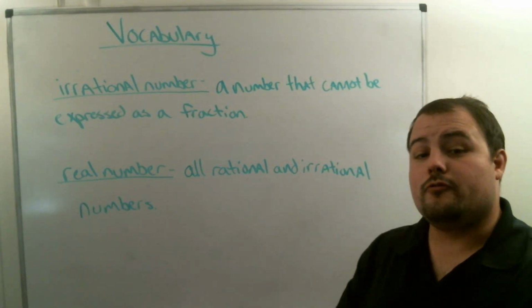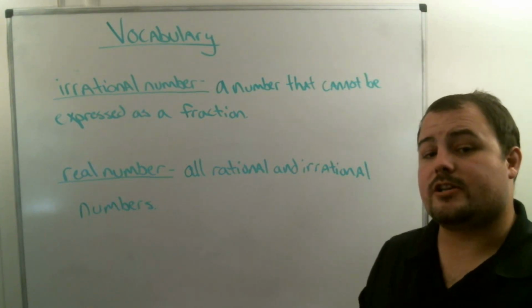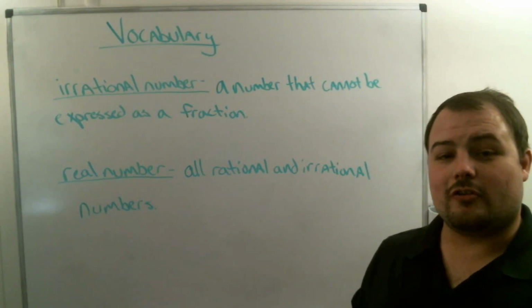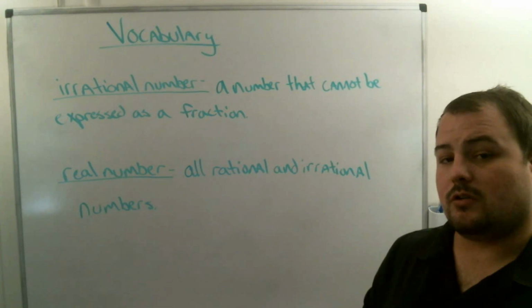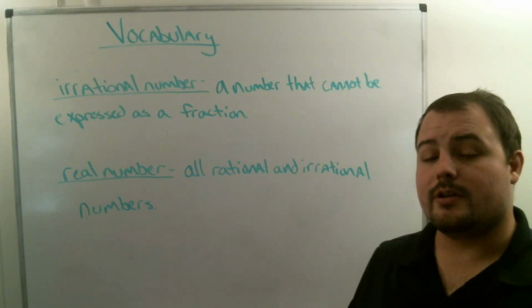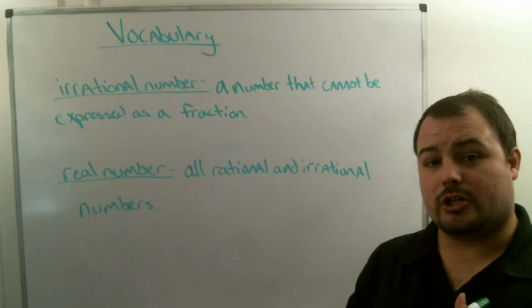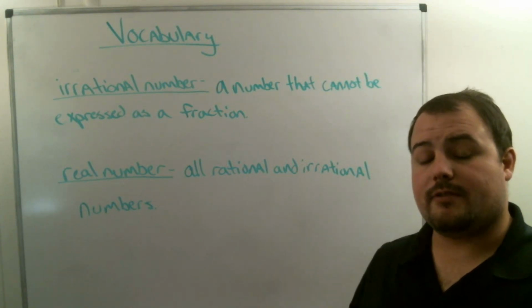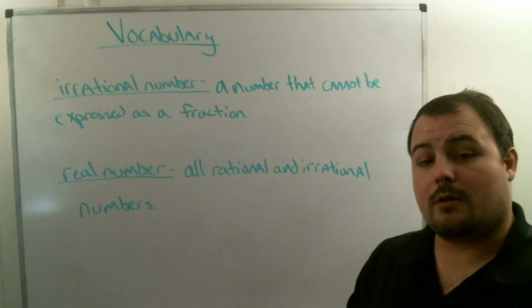Alright, for our vocab, we have two vocab words today. We have rational number. That's just a number that can be expressed as a fraction. And the second vocab word is real number. Real numbers are all numbers, which are rational and irrational. There will be numbers that you'll learn later on in mathematics called imaginary numbers. So all real numbers, which means natural numbers, whole numbers, integers, and rational numbers are real numbers, as well as irrational numbers are also real numbers. So, those are our two vocab words for today.